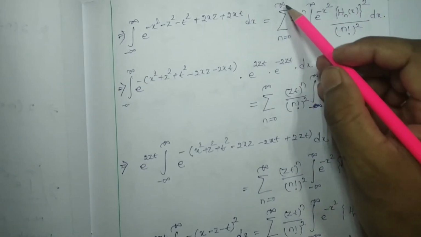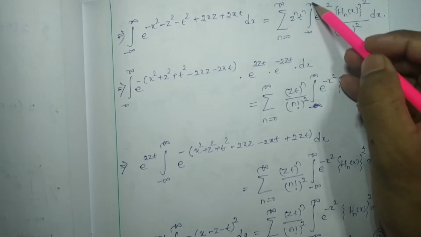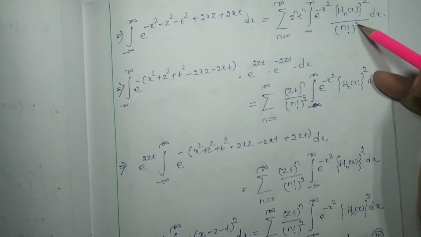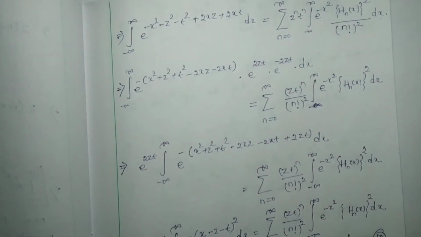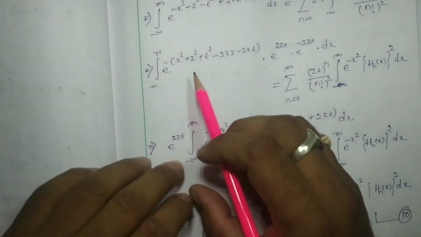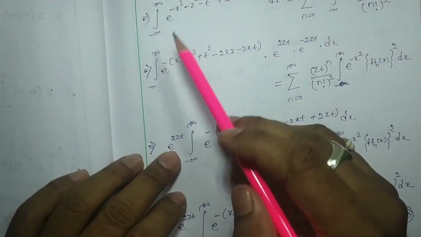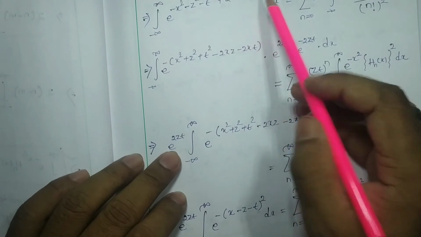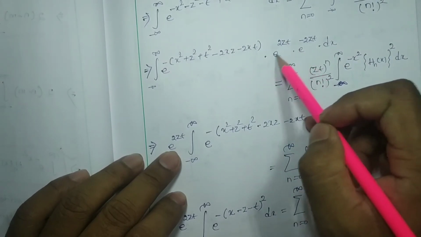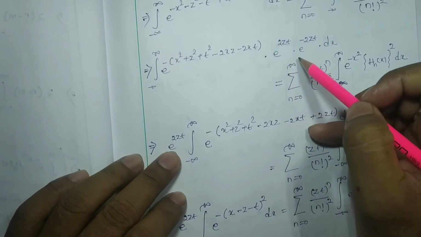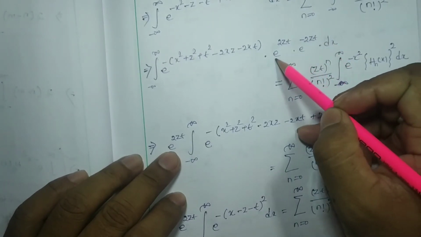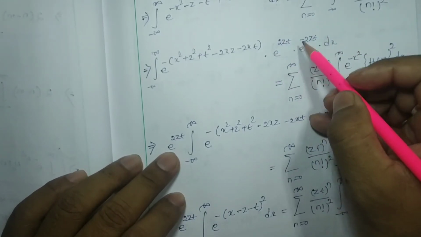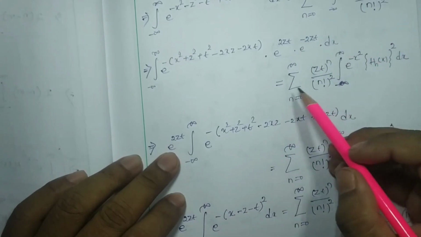So the summation over n equals 0 to infinity of z^n t^n, integral from minus infinity to plus infinity of e^(-x²) H_n(x)² divided by (n!)² dx. Here on the left-hand side, I have taken minus as common: e^(-(x² + z² + t² - 2xz - 2xt)), and I have multiplied by two more terms, e^(2zt) into e^(-2zt). When both terms are multiplied, the product will be 1. So instead of 1 I have written this, into dx.